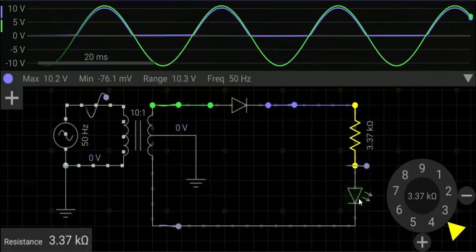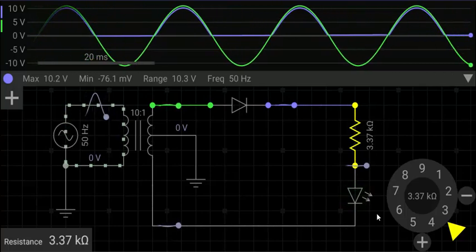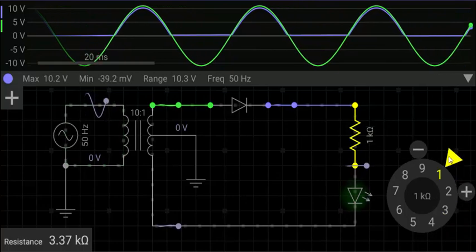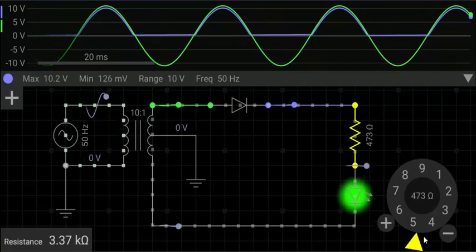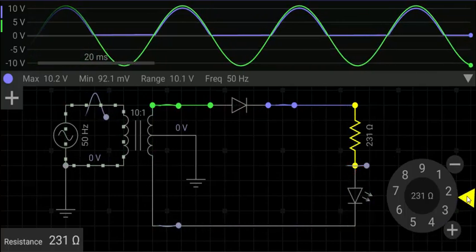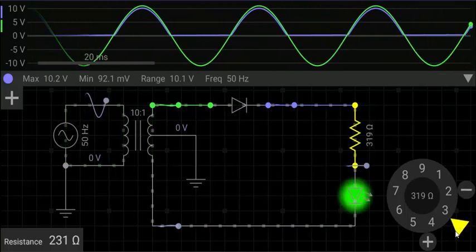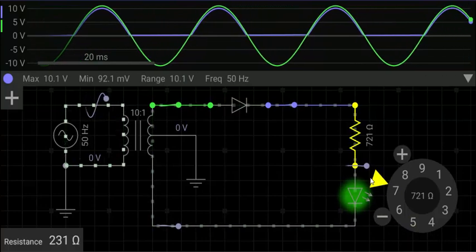And if we decrease the resistance value, we can observe here that the LED glows much brighter. But if we go on decreasing the resistance too much, then the LED will blow up. So we have to keep the resistance optimum so that the LED glows at its best.